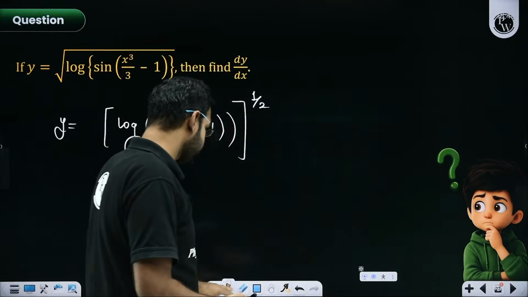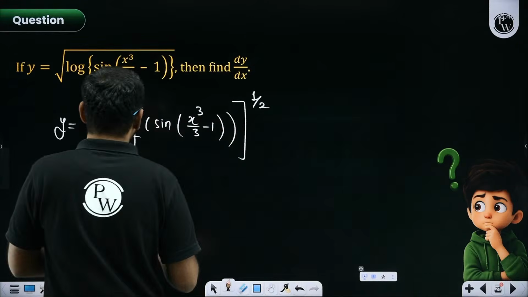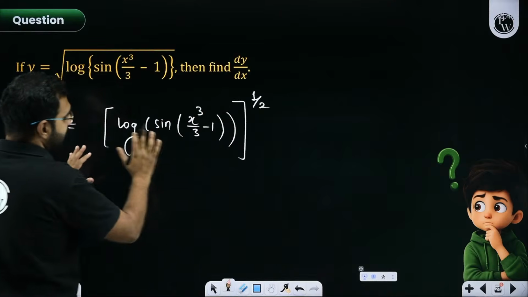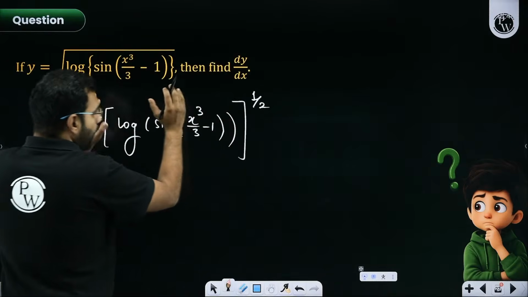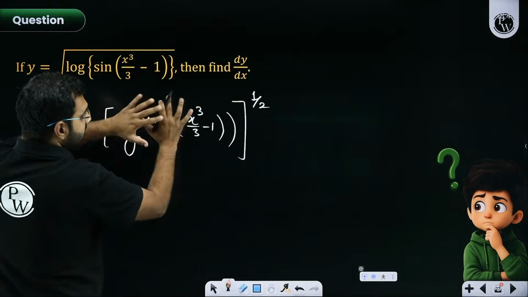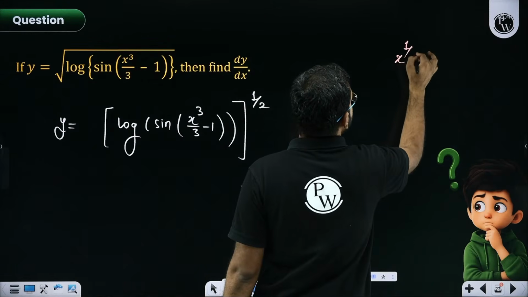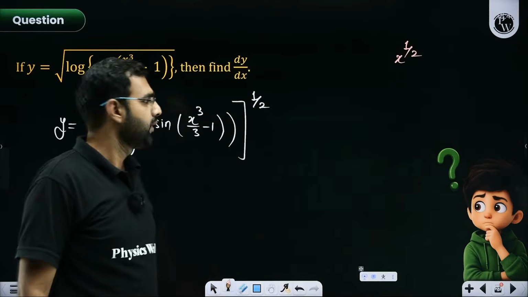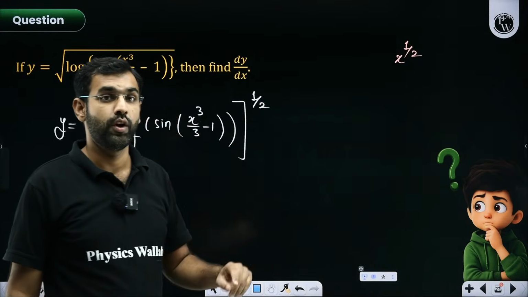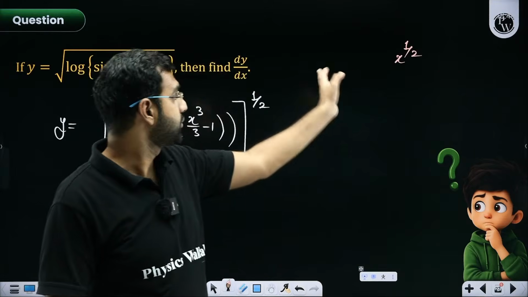So here, if I start discussing, imagine this whole expression is x. So originally the outermost function is x to the power 1 by 2. Imagine this whole thing is nothing but x. So, can you help me with the derivative of x to the power 1 by 2?